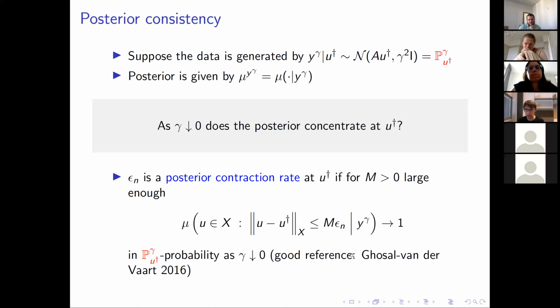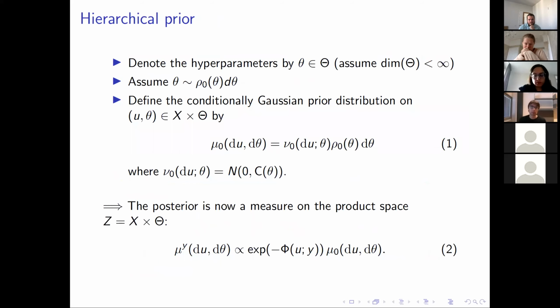And these are, of course, well-studied concepts, and a good reference on general Bayesian and non-parametric statistics is, for example, this recent book by Ghosal and van der Vaart, where you can find a lot of information about these topics. But I wanted to talk about hierarchical priors, and first of all let's set the notation for that.